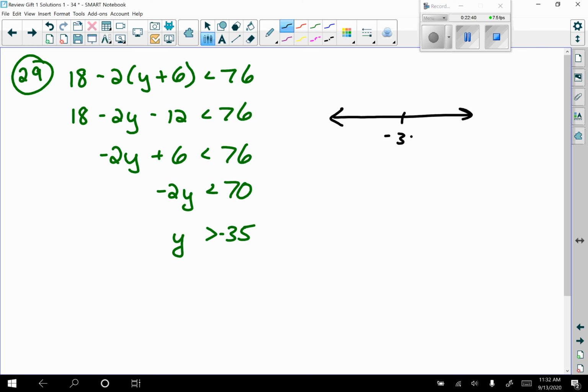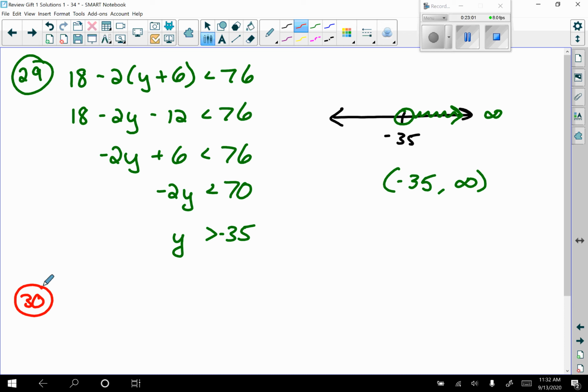Key number here, negative 35, open endpoint. This time we're greater than, so shade to the right. So here we start with a parenthesis, negative 35, because it's not included. It's a positive infinity if we keep increasing without stopping on the right.